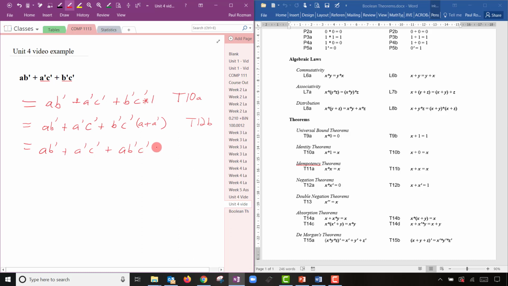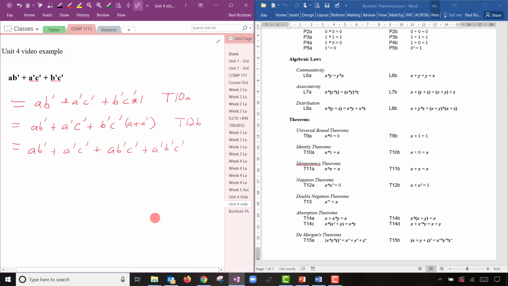Now distribute. That's L8A. We're taking an expression like this and we're doing distribution. Now, fun stuff happens. You see that there's an AB naught in this one and an AB naught in that one. When that's true, we can factor. So we can factor AB naught out.